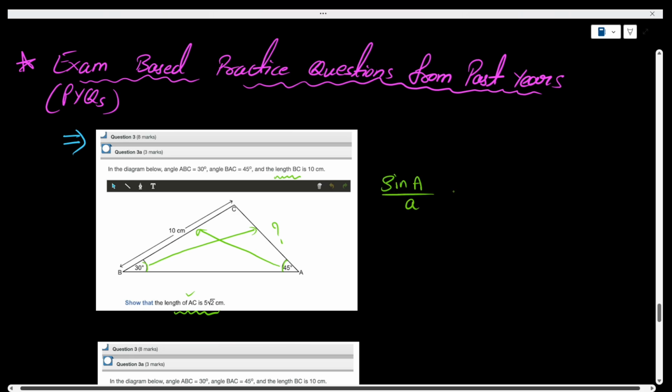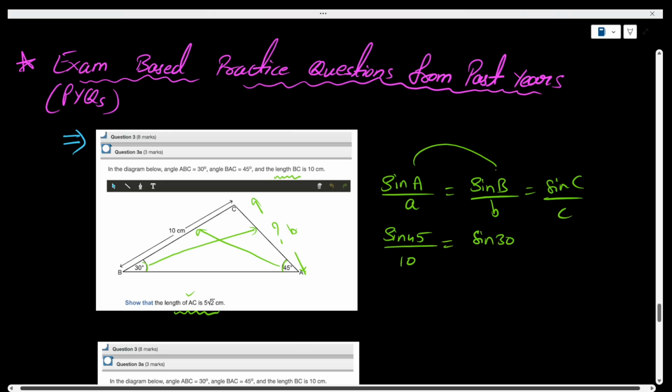Sine A by a equals sine B by b, which equals sine C by c. You can equate any two. If I label this side as b, it is the length AC. So what is there here? Sine 45 by 10, which is sine B, equals sine 30 by AC length, right?